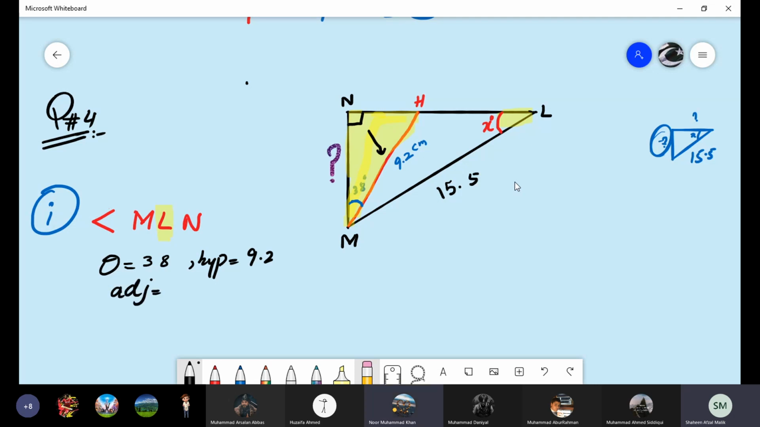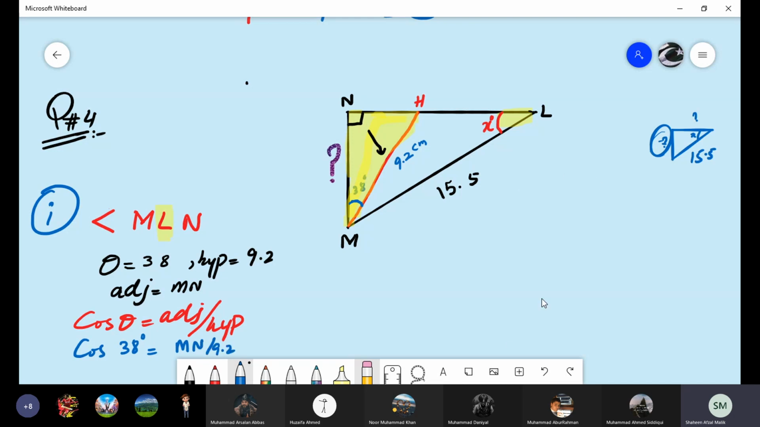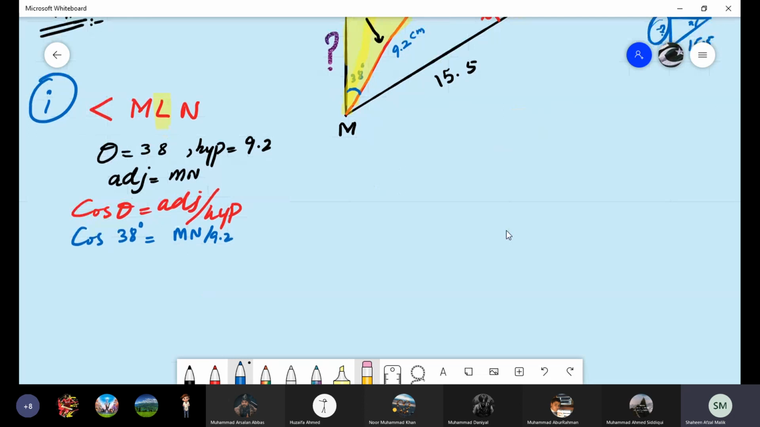Yes, ma'am. We will use cos theta. So which trigonometric ratio? Cos. Use cos theta is equal to adjacent over hypotenuse. Substitute the values and we will get it. Cos 38 degrees is equal to adjacent, which is MN, over 9.2. So how will you find out this MN? Cos 38 by 9.2. Find out MN and tell me the answer of MN.